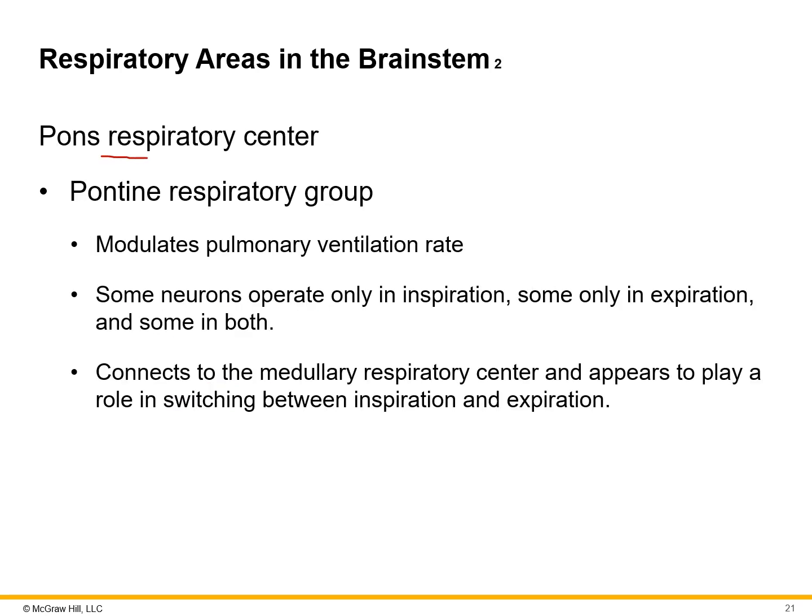We also have the respiratory center in the pons. So still the pons and medulla both in the brainstem, but we have the pontine respiratory group that's going to regulate that pulmonary ventilation rate. Some of these only help with inspiration, while others only help with expiration. There are some though that do both. But this connects to that medullary center, and appears to play a role in switching between inspiration and expiration, so kind of that individual control.